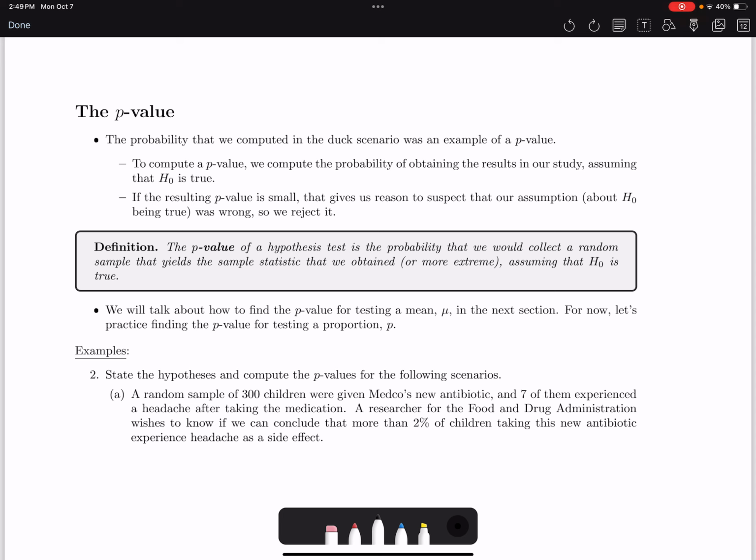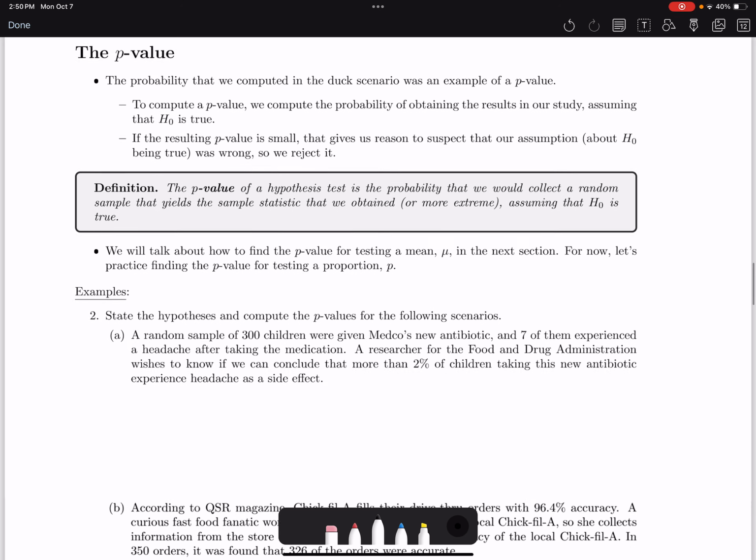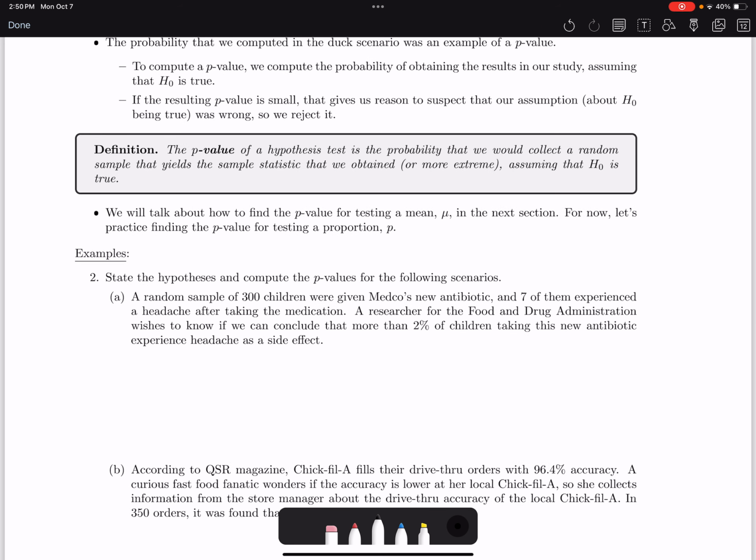In other words, we compute the p-value assuming that the null hypothesis is true. If what we end up getting for our p-value is a really small number, then it tells us that maybe we were wrong to assume the null hypothesis, and so we reject it. So a small p-value leads to rejection of the null hypothesis. So the p-value of a hypothesis test is the probability that we would collect a random sample that yields the sample statistic that we obtained, or something more extreme than that, assuming that the null hypothesis is true.